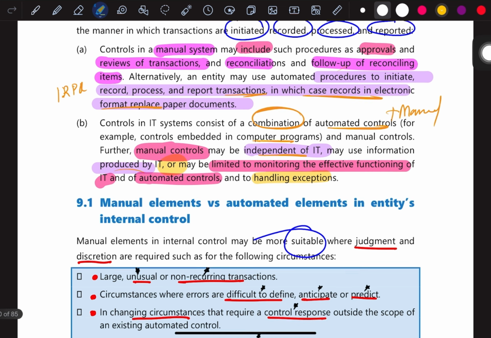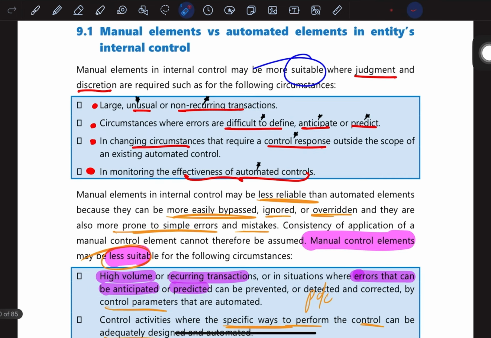So these are the 2 points. Next, manual elements versus automated elements. Manual elements are more suitable where judgment and discretion is required. So in cases where judgment and discretion are required, the automated environment is not suitable, and manual is considered better. So what are the circumstances that require judgment and discretion?